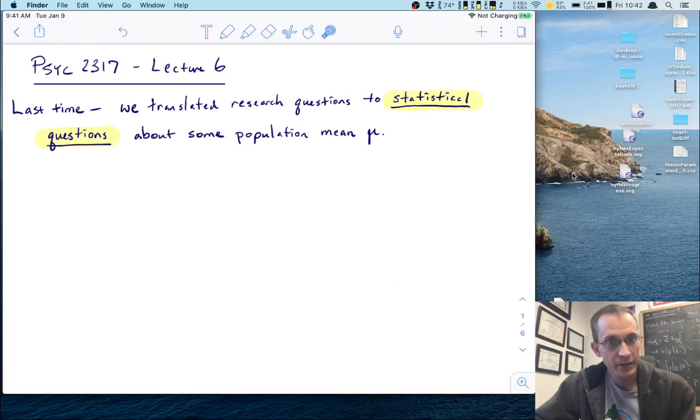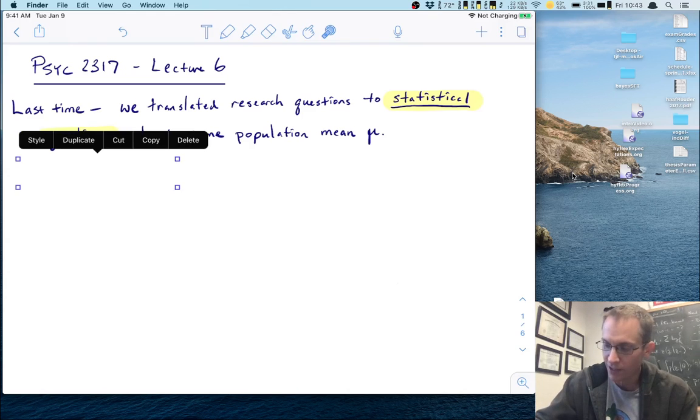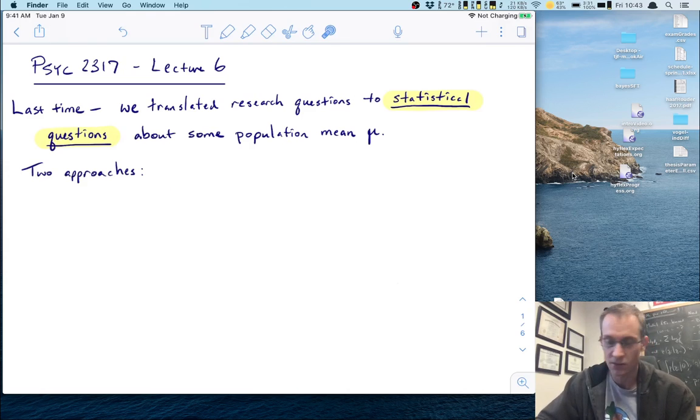Now, last time in Lecture 5, we learned how to translate research questions into statistical questions about some population mean mu. So anytime we had a research question in context, we essentially stripped that context away and turned it into a purely statistical question about mu. And we developed two methods for answering these statistical questions.